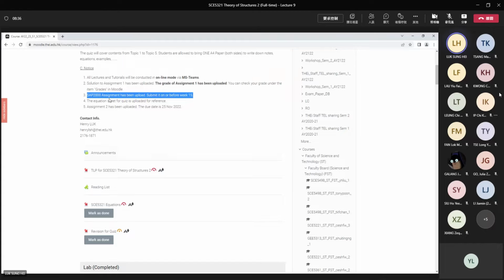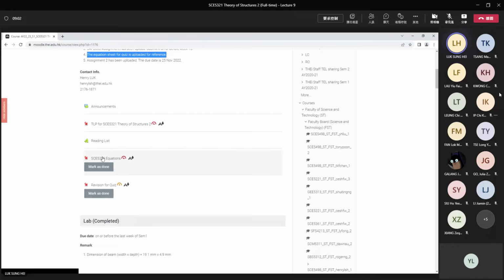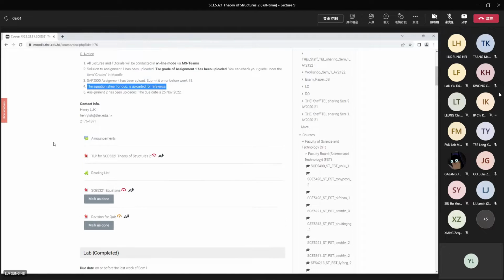The deadline of the STEP 2000 assignment is before the end of this module, before the end of this semester. So you still have some time to finish it. It's quite easy if you understand what we discussed in the workshops. Actually, I believe that it takes you around 30 minutes to 1 hour to complete this assignment, STEP 2000. Pretty straightforward. Last time, some students asked for the equation sheet. I also uploaded the equation sheet for our quiz.